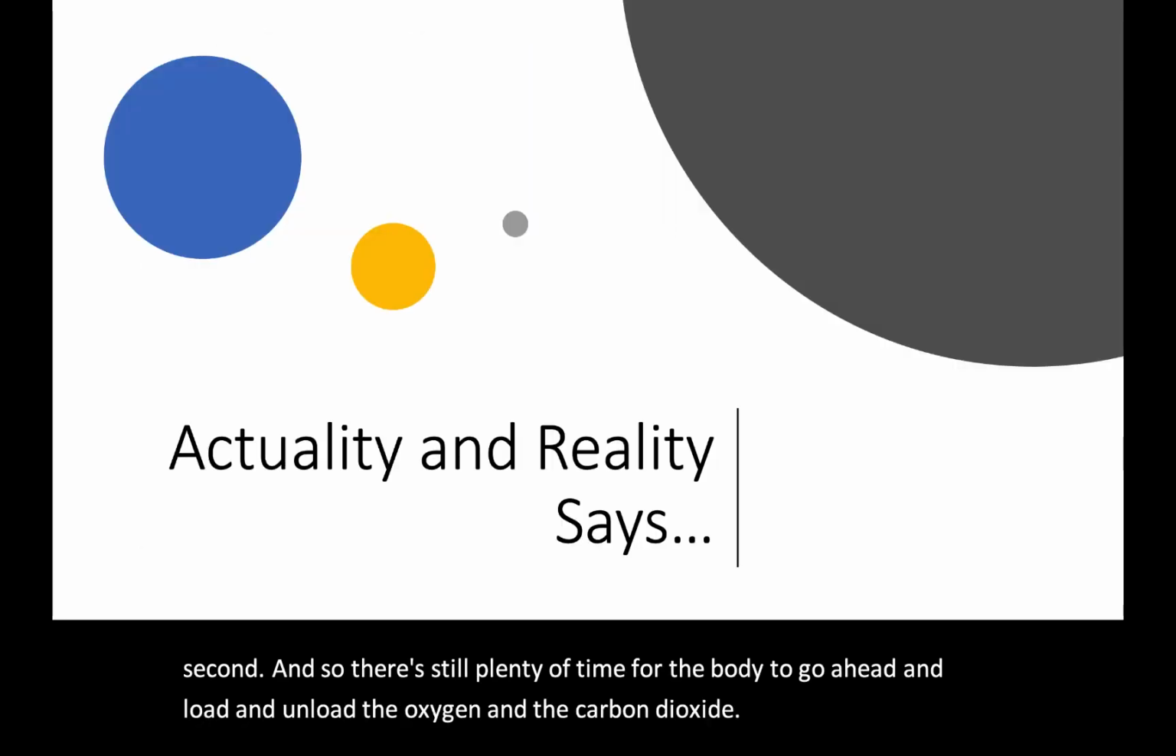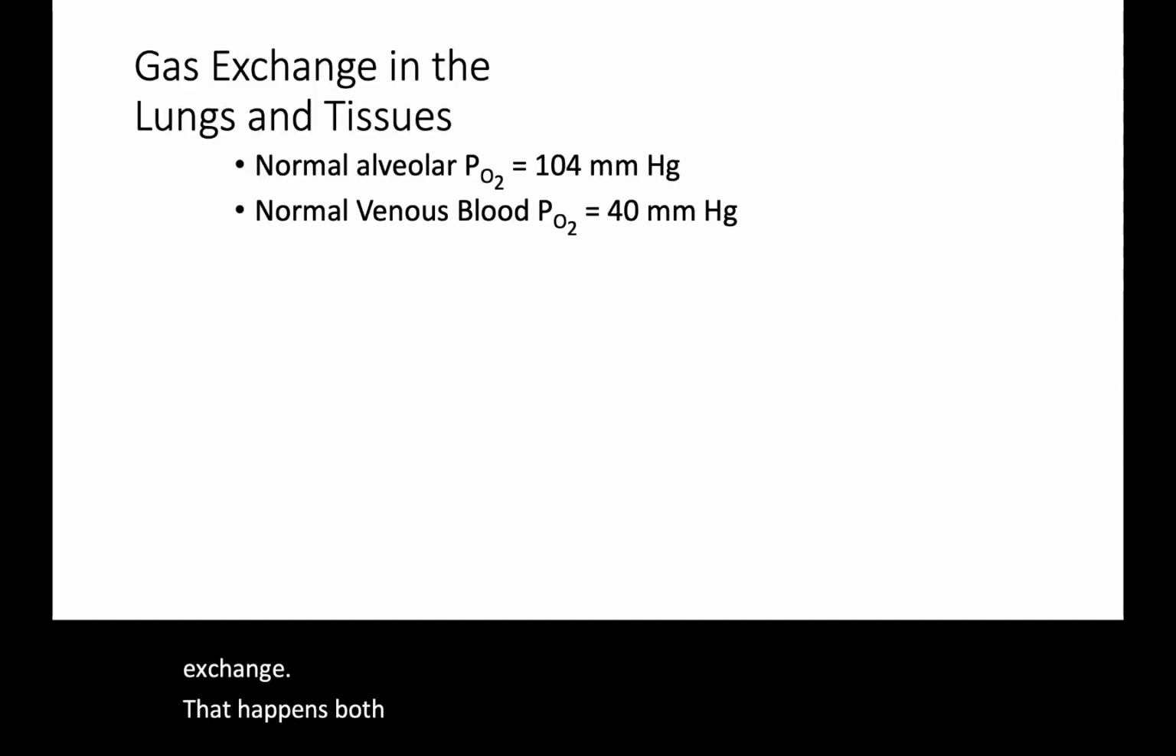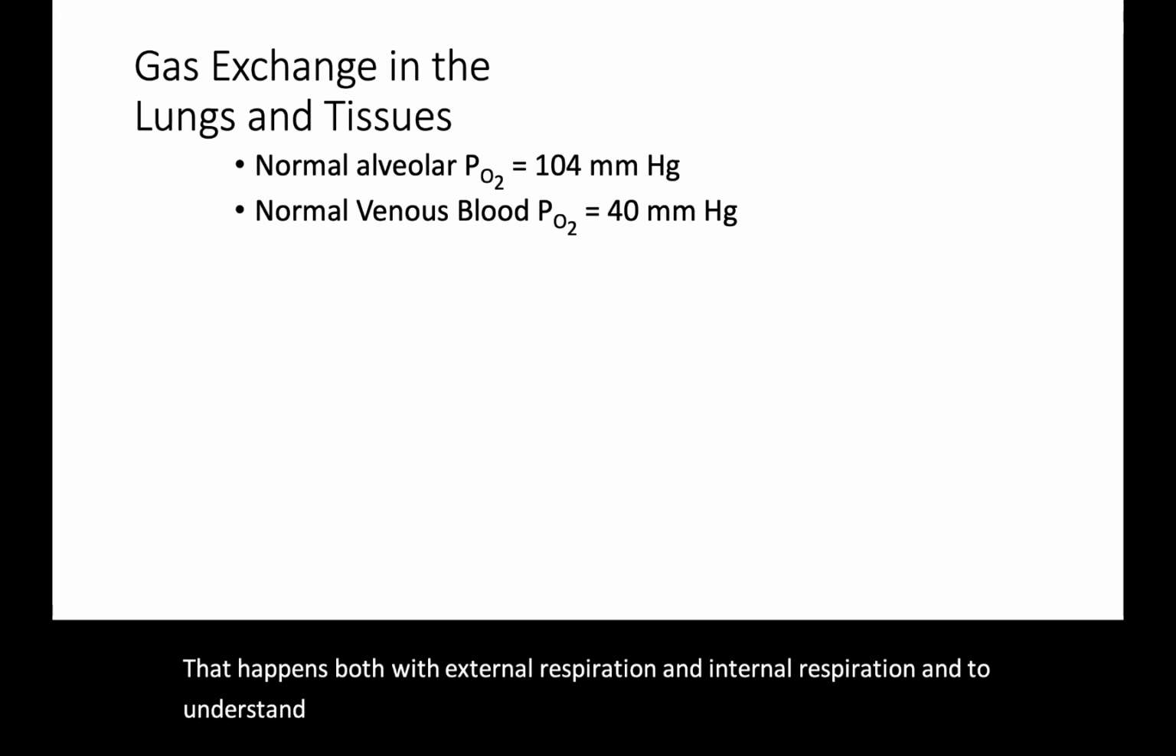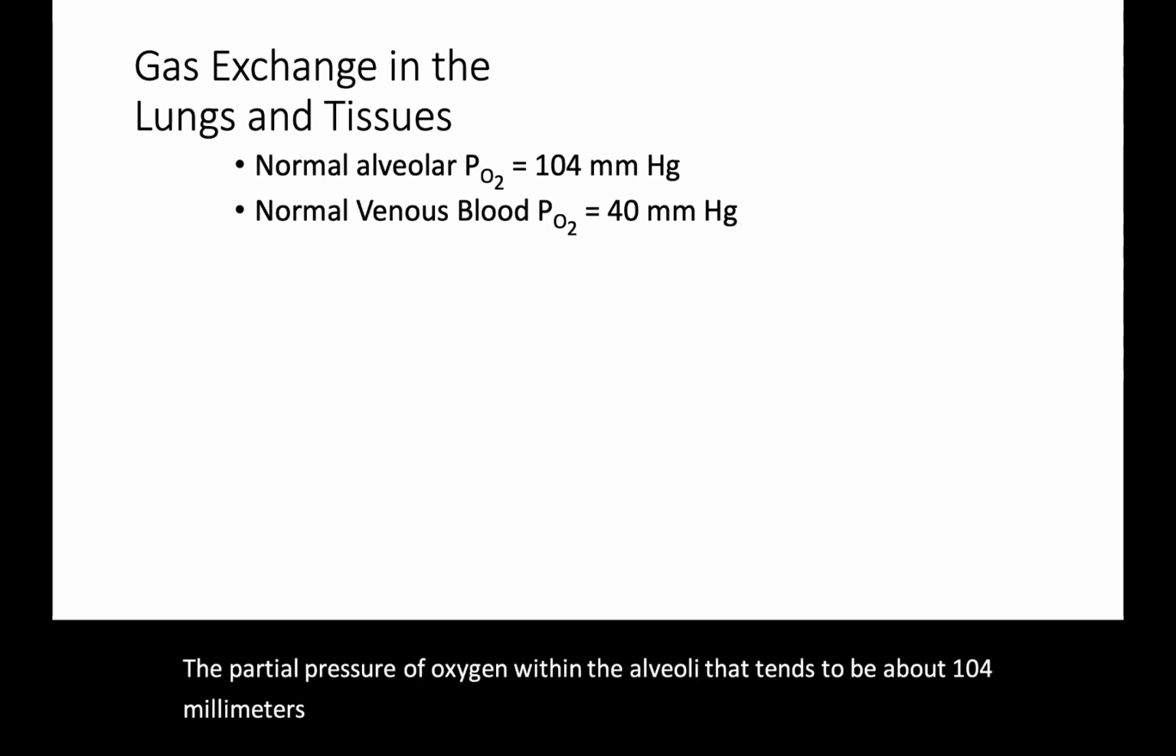I want to wrap up here with a quick look at gas exchange that happens with both external respiration and internal respiration. To understand this, we have to understand what the normal pressures are that we're dealing with. The partial pressure of oxygen within the alveoli tends to be about 104 millimeters of mercury. Now that's alveoli.